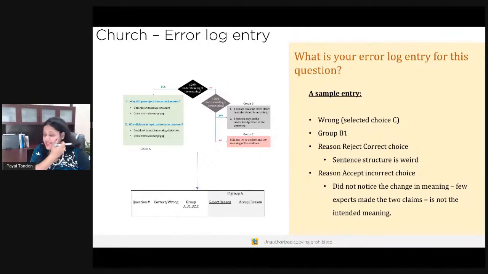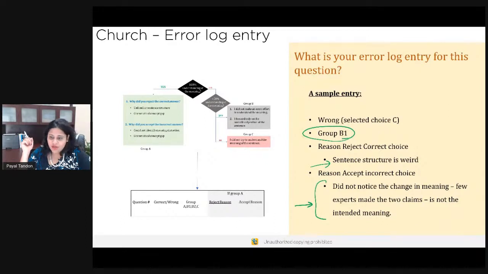Okay, so again, your error log entry over here will be a sample one. Let's say choice C is selected, then it could be that I am in group B1, I didn't infer the meaning correctly, and I rejected the correct choice because the sentence structure was weird. I accepted the incorrect choice because I didn't notice the change in the meaning. So again, these are the entries that I'm going to make in my error log. And then each of these entries will have an appropriate corrective action. That's something which we provide you with.